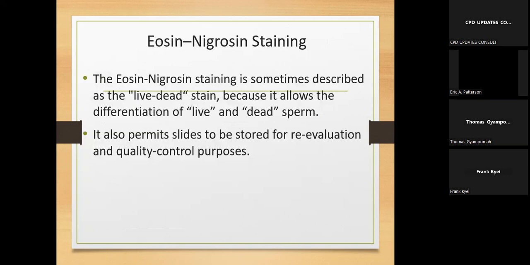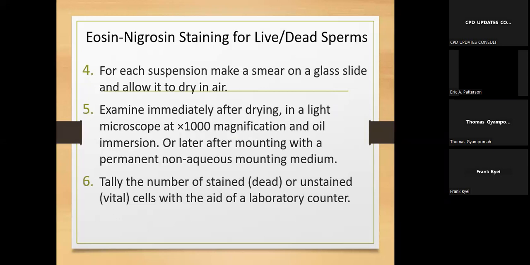So the eosin nigrosin staining is sometimes described as the live dead stain because it allows the differentiation of live and dead sperms. It also permits slides to be stored for re-evaluation and quality control purposes. In this particular case, you stain the slide and it can be kept, as opposed to the wet mount of the eosin alone, which of course you cannot keep. The rest will be the staining procedure and what have you.